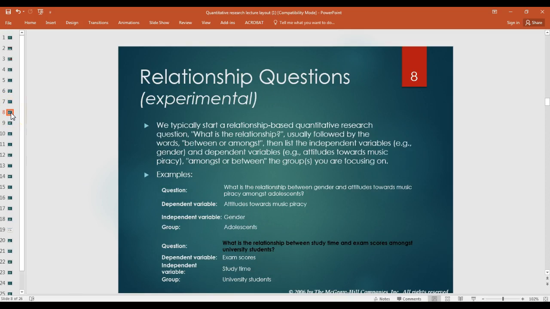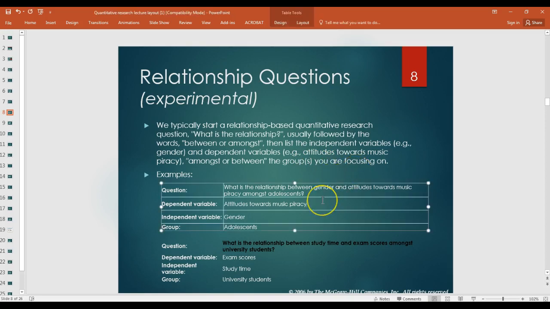In the relationship, which is the experimental design, we typically start a relationship-based quantitative research question with "what is the relationship," followed by "between" or "amongst," then you list the independent variable and the dependent variable. So the independent variable, for example, can be gender, and the dependent variable can be, for example, attitude or interest, amongst, and you list the groups.